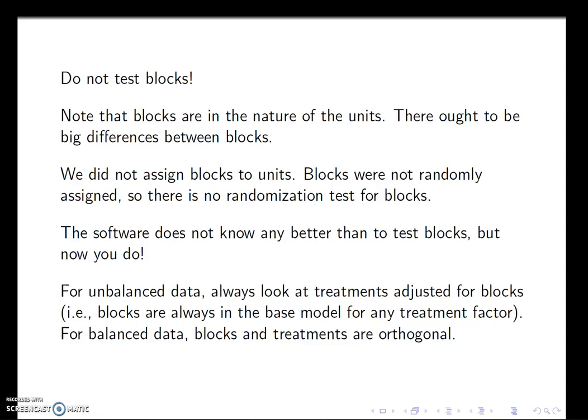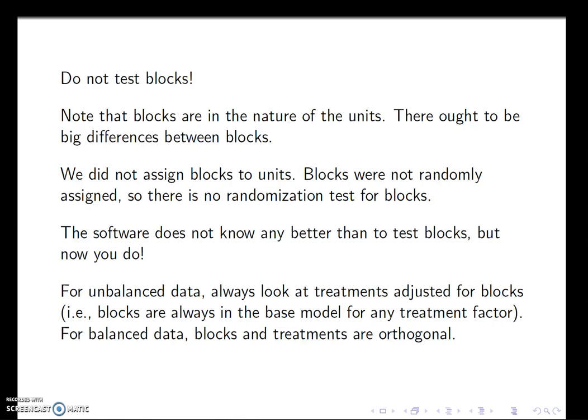Okay, so picking up where we left off last time, we do not test blocks. Blocks are kind of, you should think of them as intertwined with those units, those experimental units. There needs to be differences, or there should be differences between the blocks. If there's not, then perhaps our reasoning was incorrect, or with our particular data setting, it just didn't pan out, and that's okay. But there should be differences between the blocks.